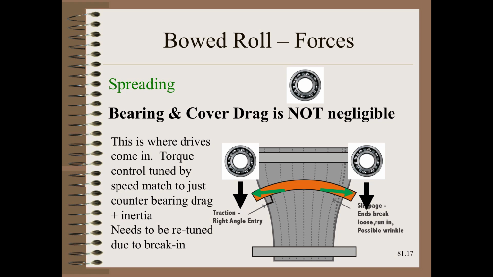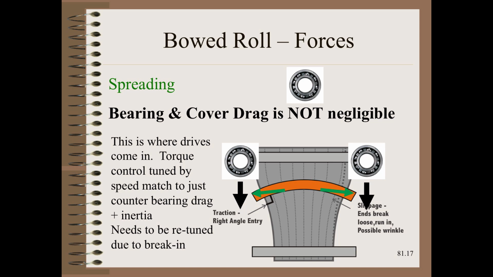This is where drives might have an important role. If we needed to add a drive to overcome these drag forces, and if we could control that drive properly, both big ifs, we would let more of the available traction be used for spreading work rather than fighting the web in the machine direction.